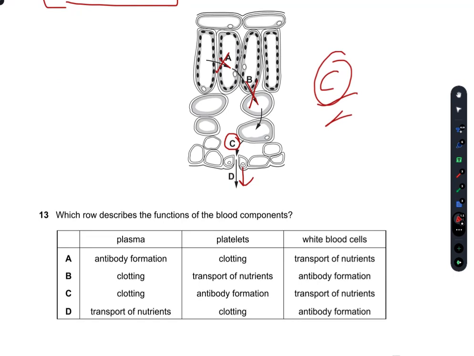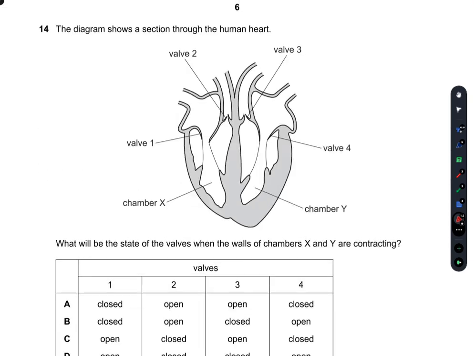Which row describes the function of the blood components? The function of the WBCs is the antibody formation. So A and C is incorrect. Platelets is used for clotting, and plasma is for transport of nutrients. Yes. So D is the right option.